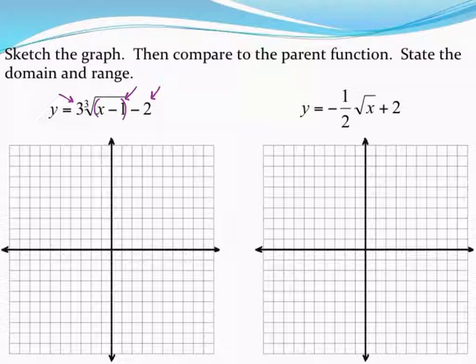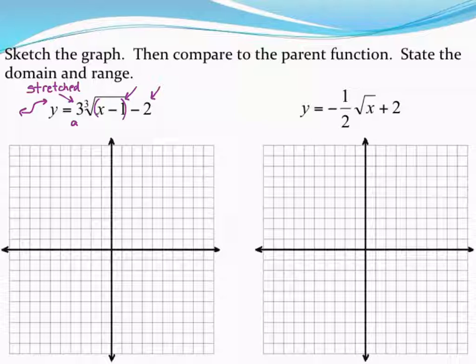So let's start from the A value. That A value in front is going to be our stretch or our compression. Anything bigger than 1 is going to stretch the graph vertically. So this graph is going to be stretched. This cube root graph, which remember is that sort of S-shaped graph, is going to be stretched, so it's going to be lower and taller on both ends.